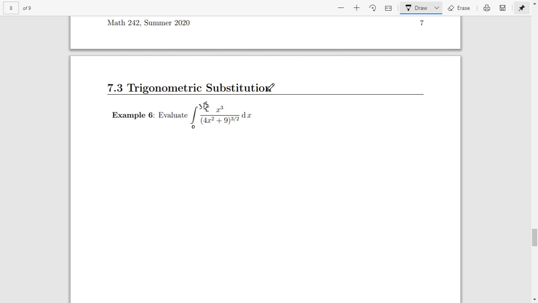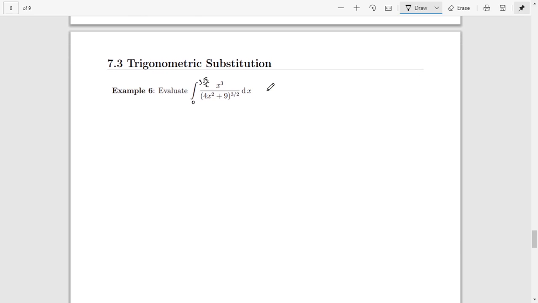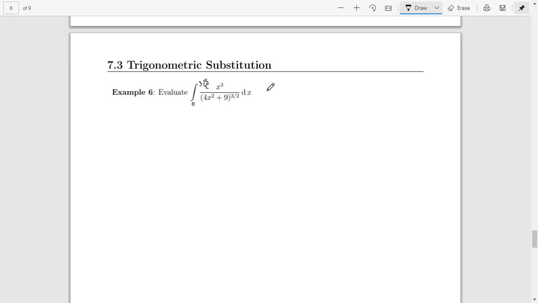In this video, we'll look at a last example on trigonometric substitution, and I want to talk a little bit more about definite integrals and how we could evaluate them. Now, imagine we are given this integral to evaluate from 0 to 3 root 3 over 2. This integral doesn't really look like what we're used to, but we can transform it to what we need.